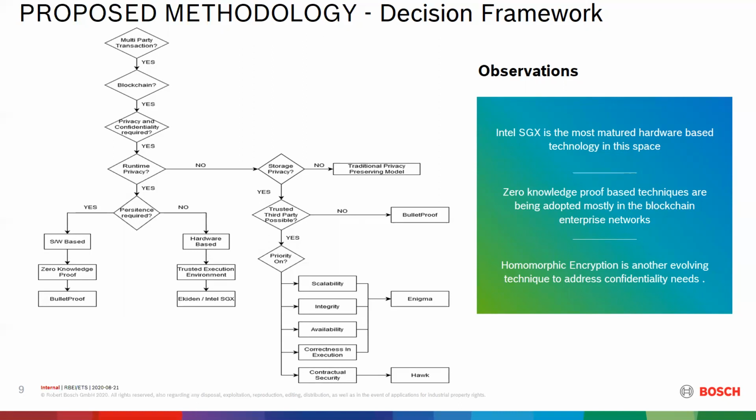Some of the observations that we have come out with include Intel SGX is the most mature hardware based technology in this space. Zero knowledge proof based techniques are being adopted mostly in the blockchain enterprise networks. Homomorphic encryption is another evolving technique to address confidentiality needs.